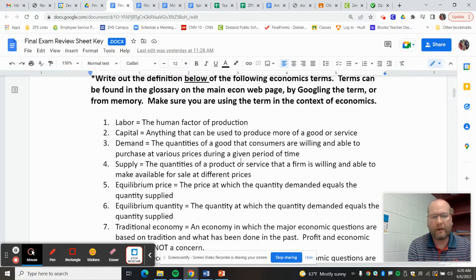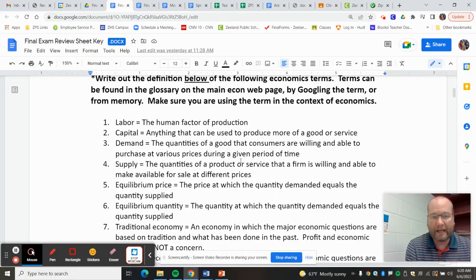Then we've got 2, capital. That's anything that can be used to produce more of a good or service, whether that's, let's just say I own a farm and I'm producing food. Well, that's the farmland, that's the tractors I've got, that's the combines I've got, that's maybe the cattle that I have, that's the money that I've got that I can use to produce more of my farming output.